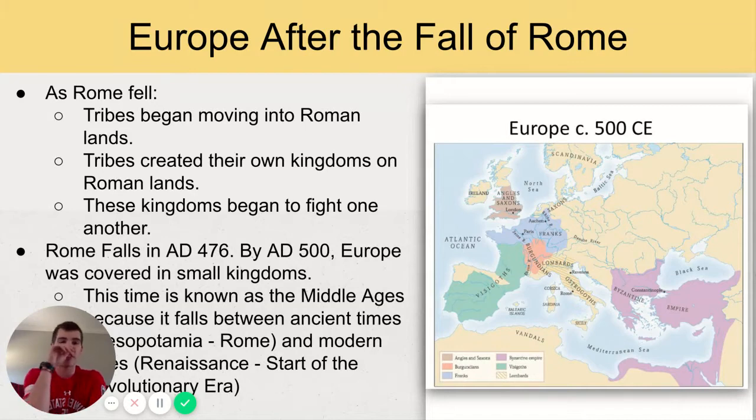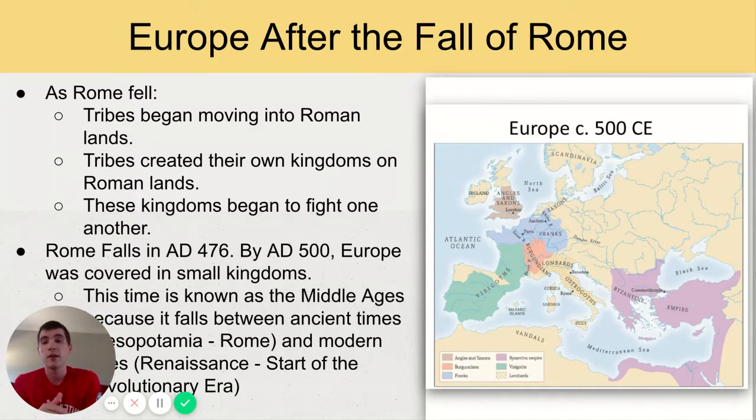So Europe after the fall of Rome. This is a map of Europe circa AD 500 CE, whichever way you want to say that, that's fine. But you'll notice you have different groups that have taken over different parts of Europe. Most of Western Europe's been taken over. The former Byzantine Empire is still standing strong, but we're now in this time known as the Middle Ages. As Rome falls, tribes begin moving into these Roman lands. And as they move in, they're going to create their own groups, their own kingdoms. And these kingdoms are not going to get along, y'all.